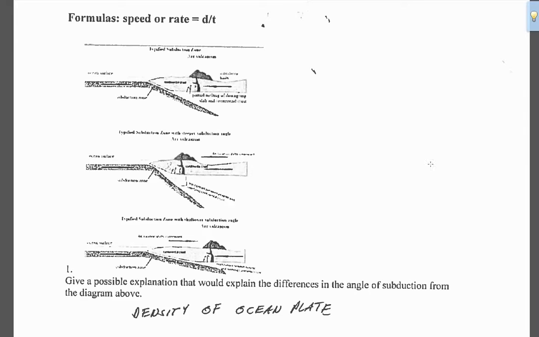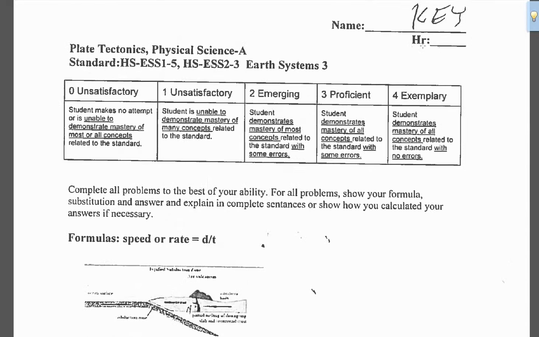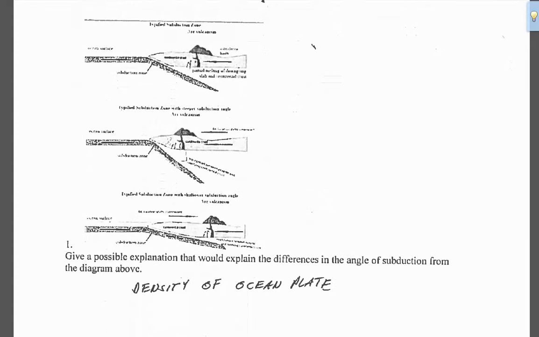Well, we're back here at the Hall of Science, and we're looking at the review for the plate tectonics test. The one formula we need is speed or rate, and we've looked at that several times this year, and that is distance divided by time. So with that, let's look at the first question.